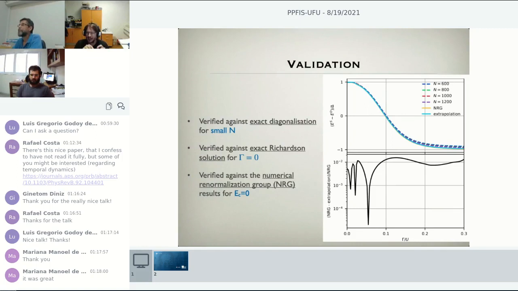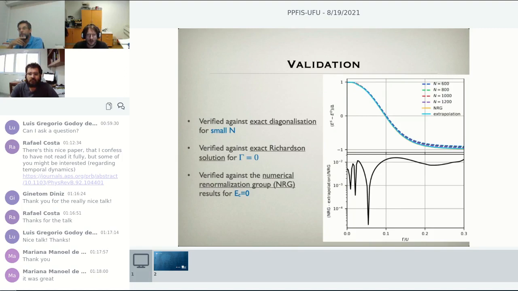And so first, to verify that the implementation itself is correct, we compared it against exact diagonalization for small n, of order 10. And we were able to show that we get exactly the same results. One can also compare against the exact Richardson solution when gamma is zero, so when the quantum dot is decoupled, and again, we get perfect agreement.